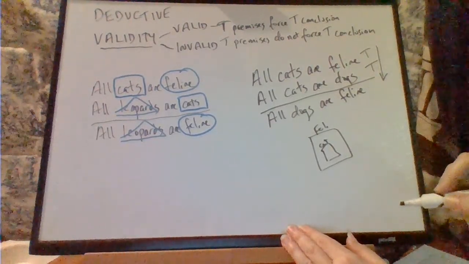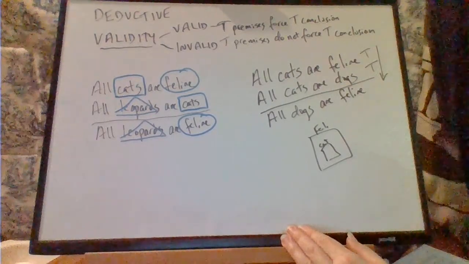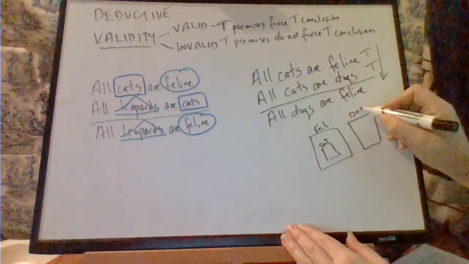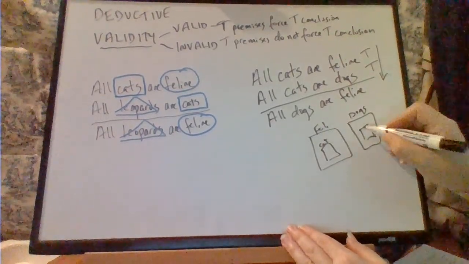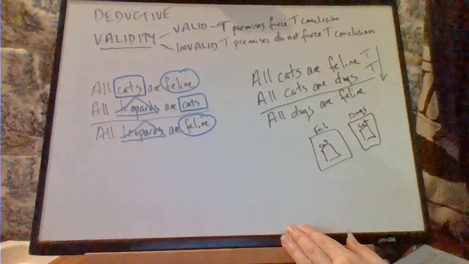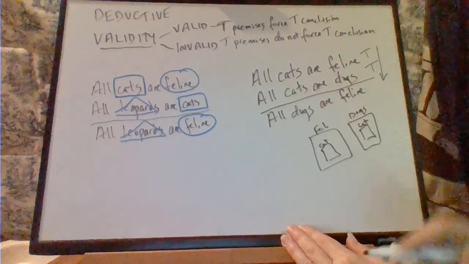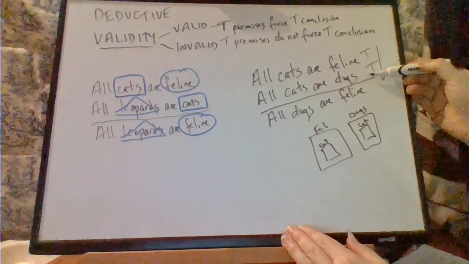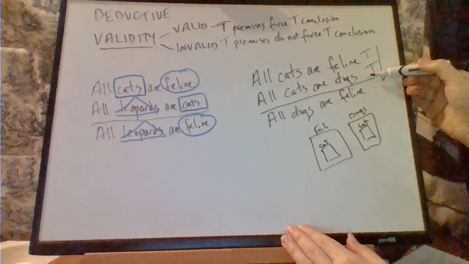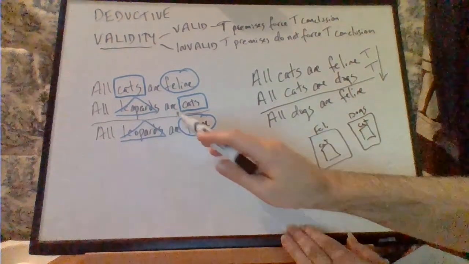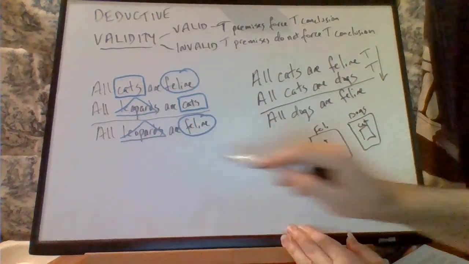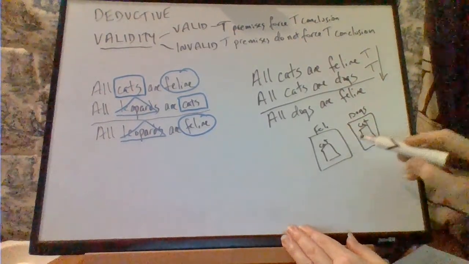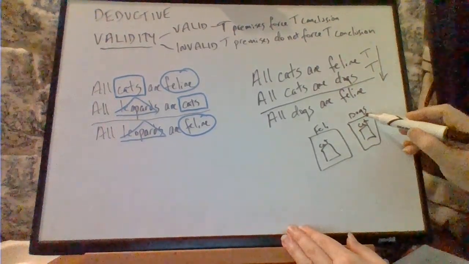All cats are dogs. Here we have a box of dogs, and we're told that every cat is a dog. Now, the problem here is that when we diagram these two statements, we don't see the connection, we don't see the link that exists between them the way that we did with the others, right? So every cat is a feline, so every cat is inside the box of feline things. Every cat is inside the box of dogs.